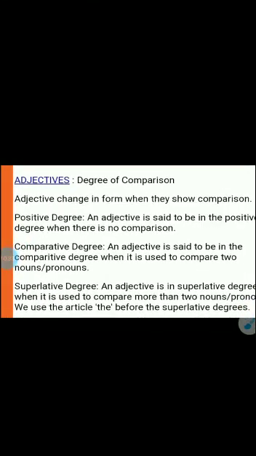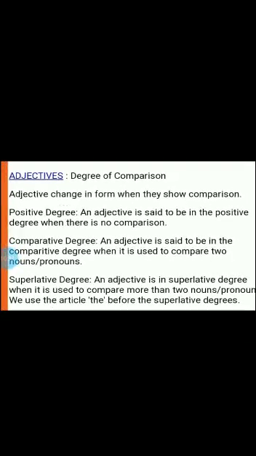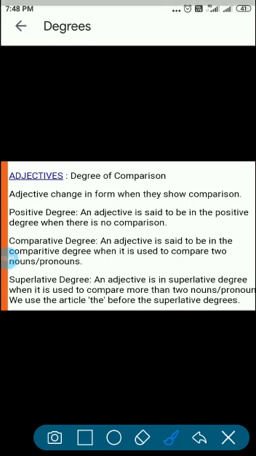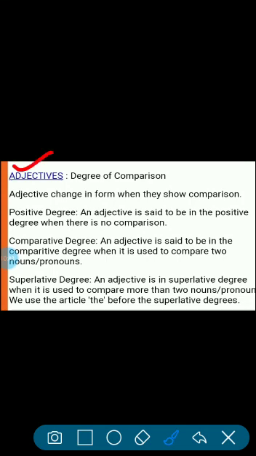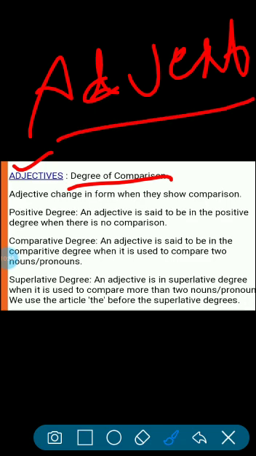So here is a theoretical part. In grammar, what do we read, what do we study? So here we are going to discuss adjectives, degree of comparison. We would also refer to adverb degree. This comparison is not only for adjectives, it is also for adverbs. We'll discuss a little part of the video.